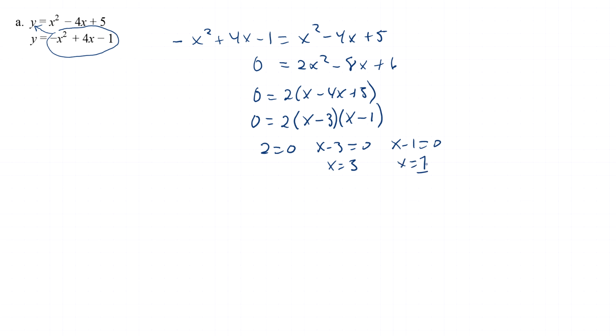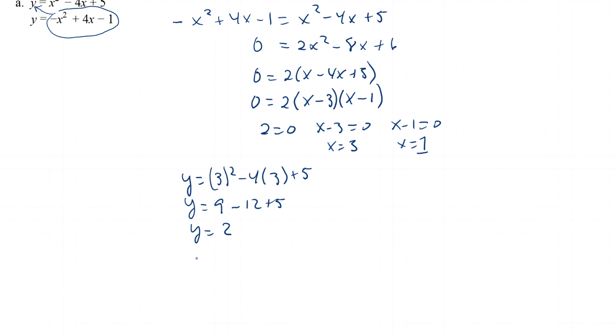Okay, and so those are x values, so now what I have to do is plug those back into one of the equations, and so we get y equals 3 squared minus 4 times 3 plus 5. So y equals 9 minus 12 plus 5. 9 minus 12 is negative 3, and then negative 3 plus 5 is 2. So when x is 3, y is 2.